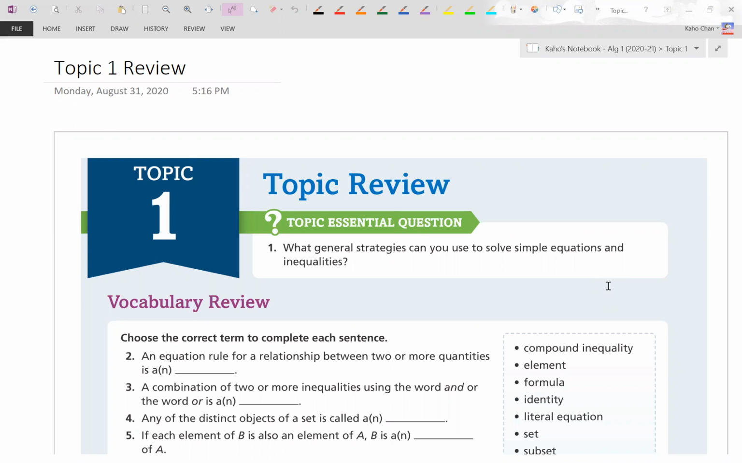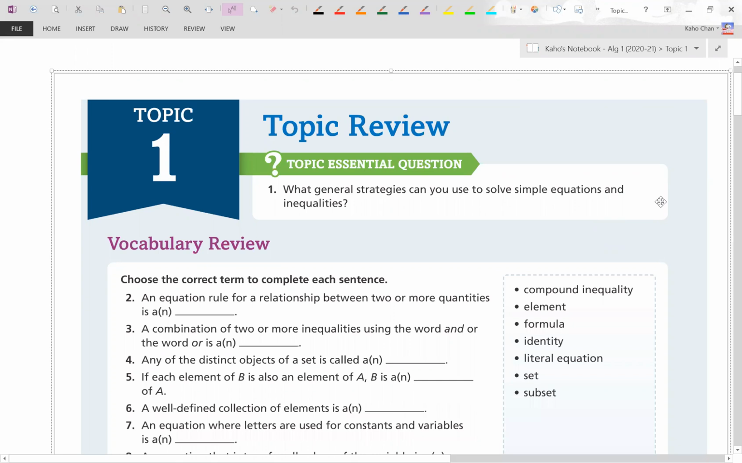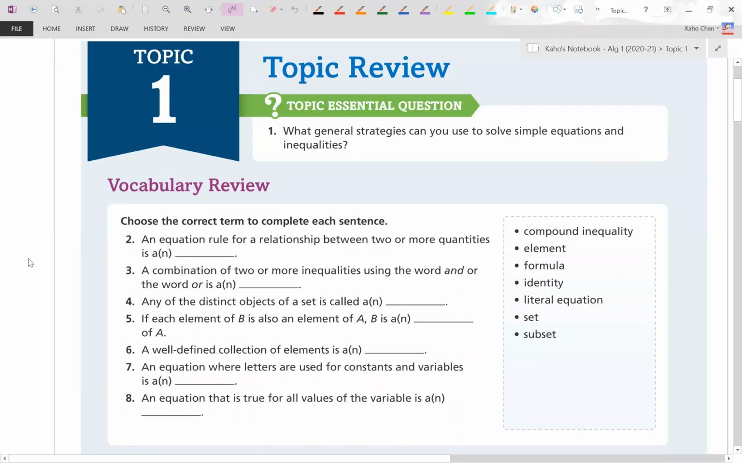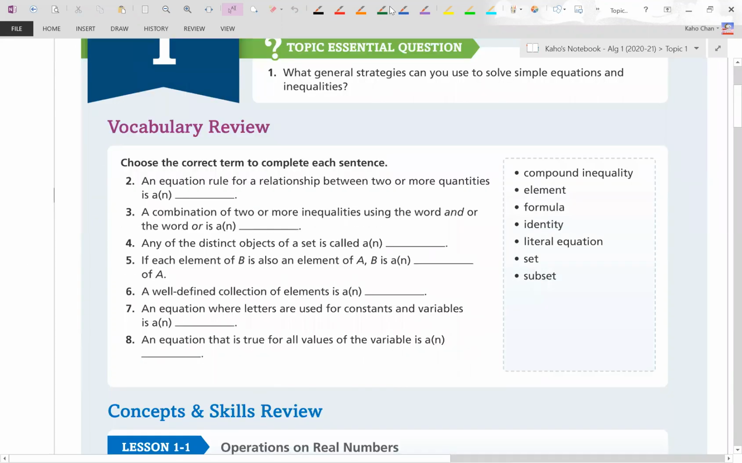Everyone go ahead and turn to page 50 of your note taker. We are going to do some review problems. As you can see on your screen in front of you, we have a vocabulary review. I'm going to put some answers here, starting with number 2, I guess.